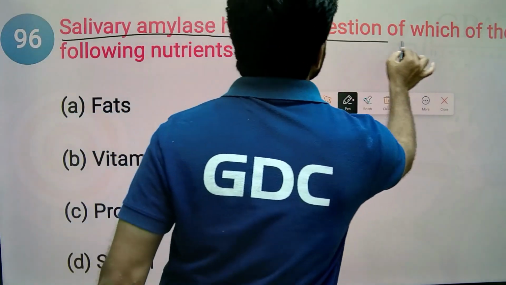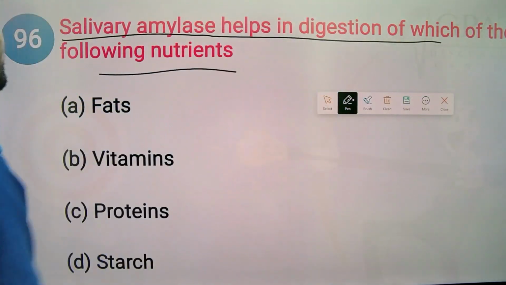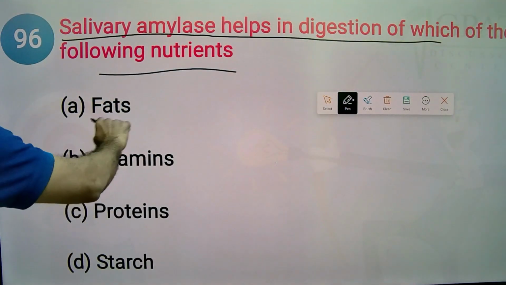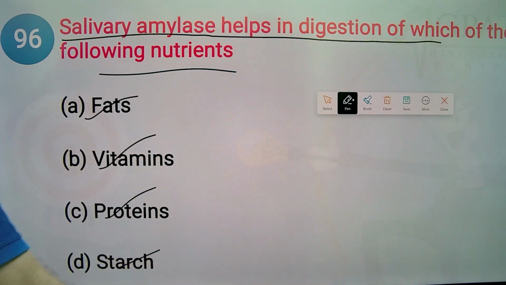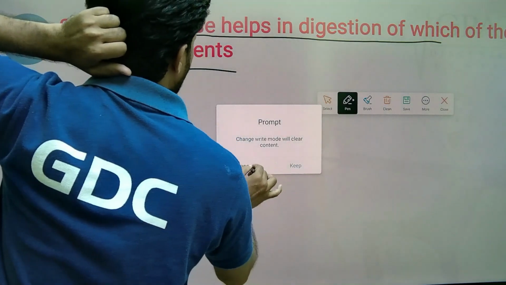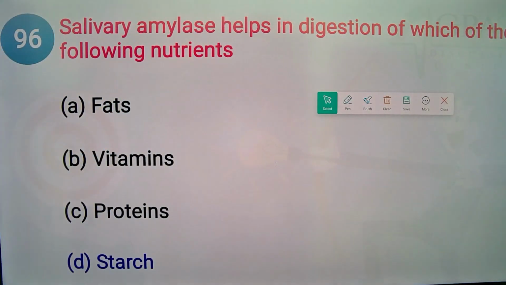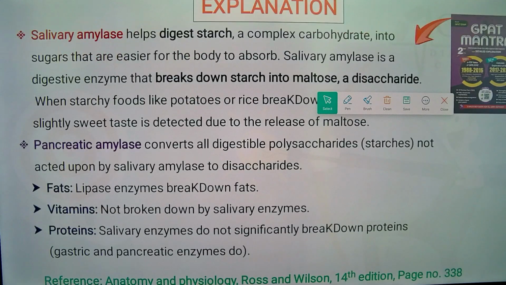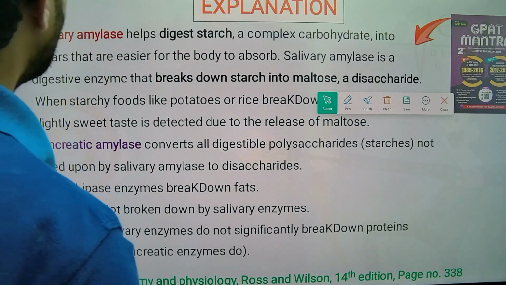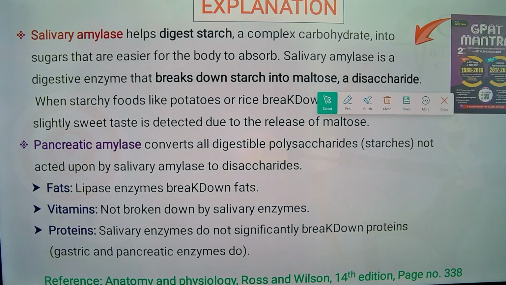Next, salivary amylase helps in the digestion of which of the following nutrients? Fats, vitamins, proteins, starch. Starch is nothing but carbohydrate, and amylase acts on it. Saliva contains salivary amylase, which starts carbohydrate digestion in the mouth itself. The answer is starch. Carbohydrates are digested by salivary amylase from the saliva in the mouth.